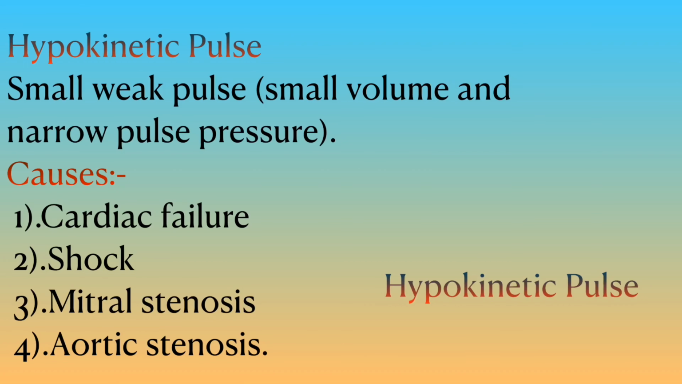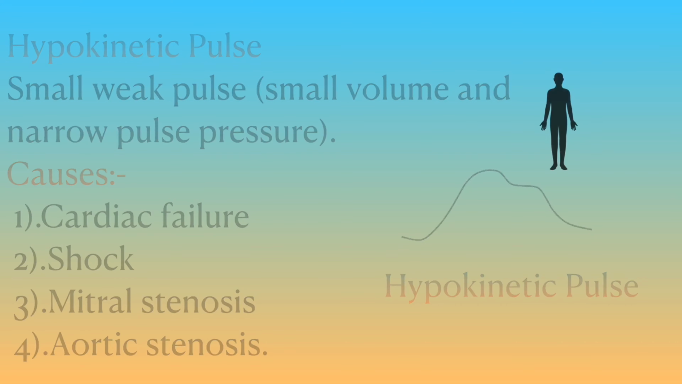Then coming to the hypokinetic pulse. It's a small weak pulse with a small volume and narrow pulse pressure. The causes may be cardiac failure, shock, mitral stenosis, aortic stenosis. You can see in the curve the hypokinetic pulse with a small volume and a narrow pulse pressure.